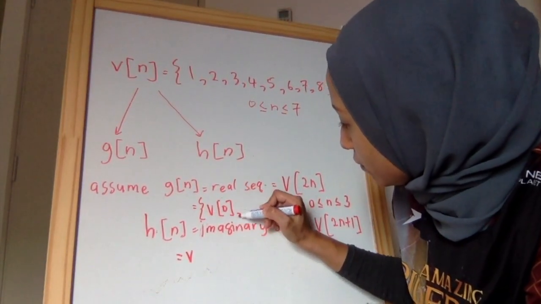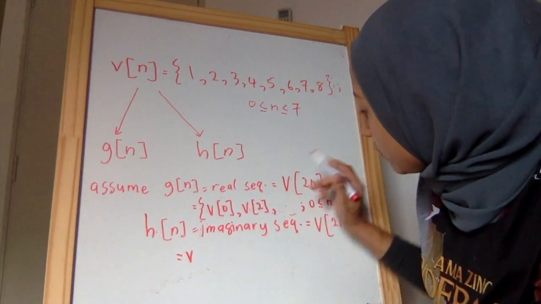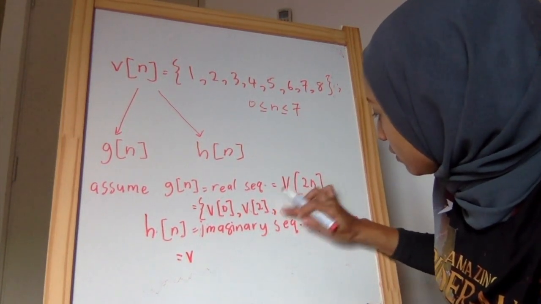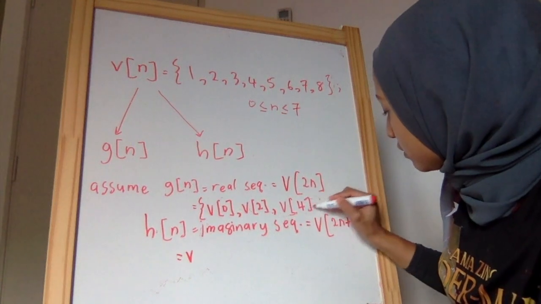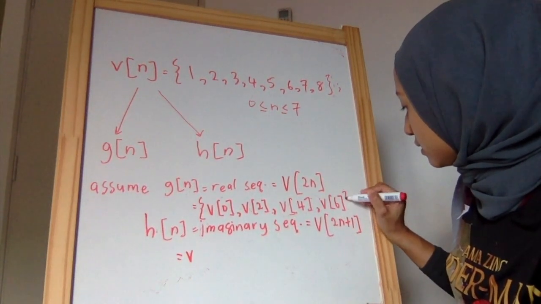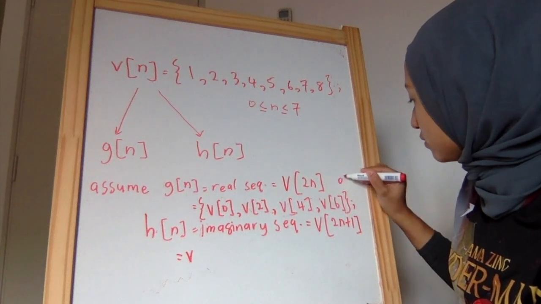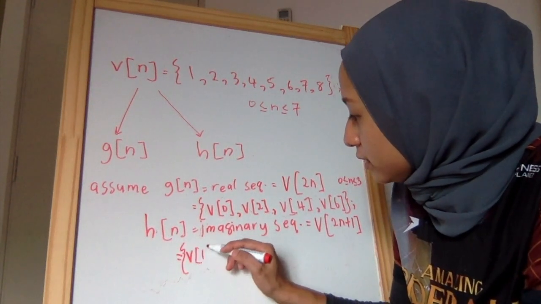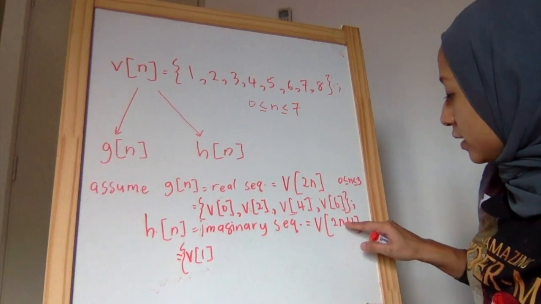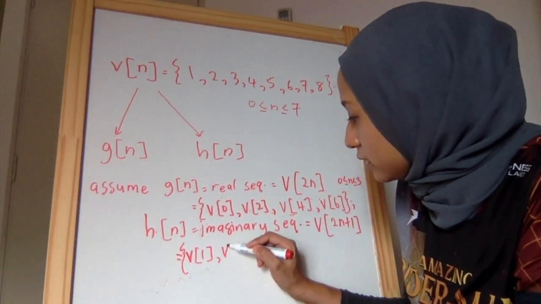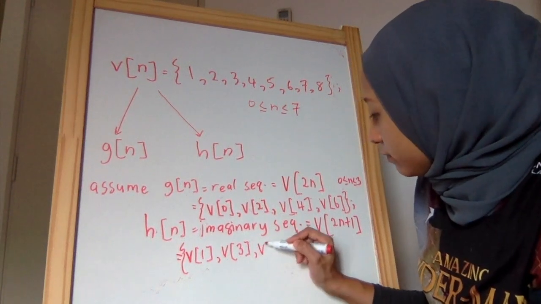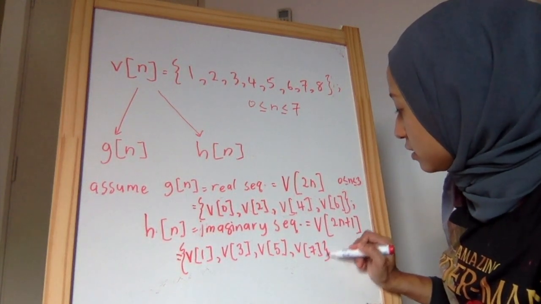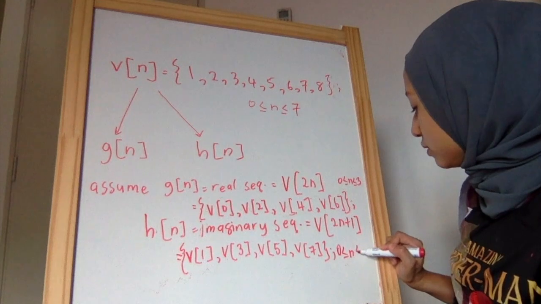Gn is V0, V2, V4, and V6. The range is from 0 to 3. Hn is V1, V3, V5, and V7, that is V2n plus 1, with n equal to 0 to 3. The range is from 0 to 3.